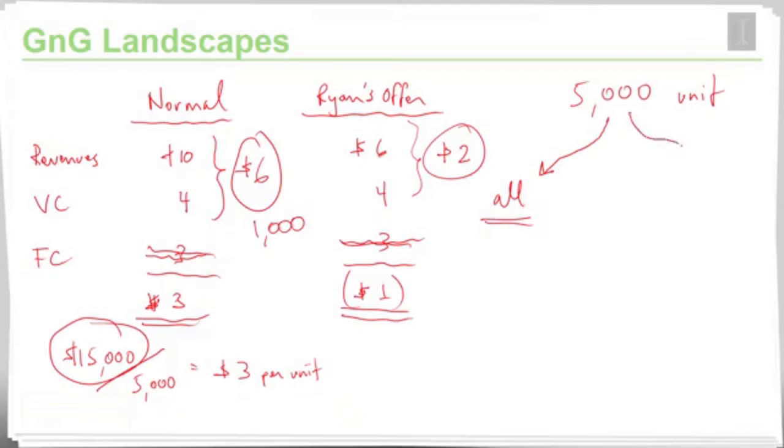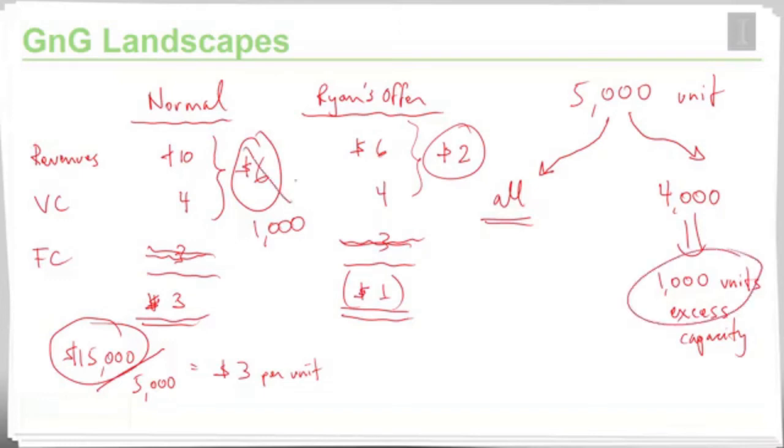But let's say there is an alternative scenario. And let's say that currently we only have plans to produce and sell 4,000. That means that we have excess capacity of 1,000 units. That means that we are not currently selling these 1,000 units to normal customers. And so for these 1,000 units, this $6 is no longer relevant. And so that has a different implication for this decision.